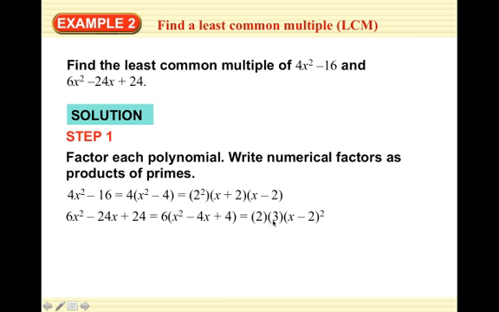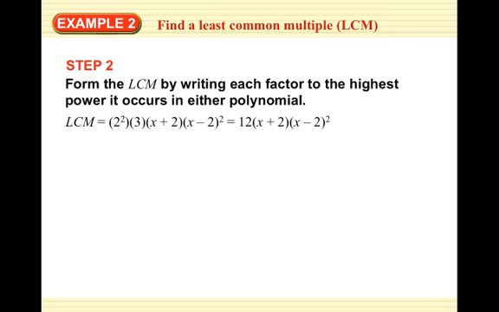We're going to have a 3. We're going to have a plain x plus 2. And let's see, we've got an x minus 2 and an x minus 2 squared. We go with the larger power, so we'll have an x minus 2 squared. So, just like I said, we're going to have a 2 squared, because the highest power of 2 is 2 squared. We're going to have a 3, an x plus 2, and then an x minus 2 squared. So, we're going to have 4 times 3, which is 12, times x plus 2 times x minus 2 squared.